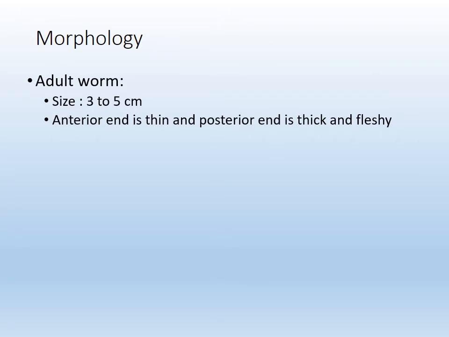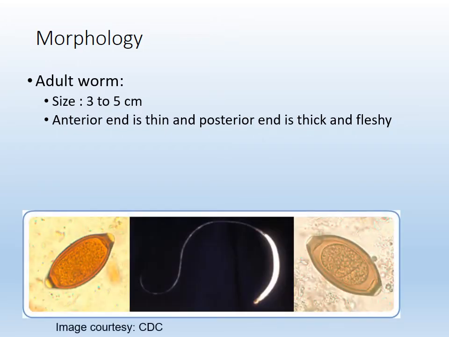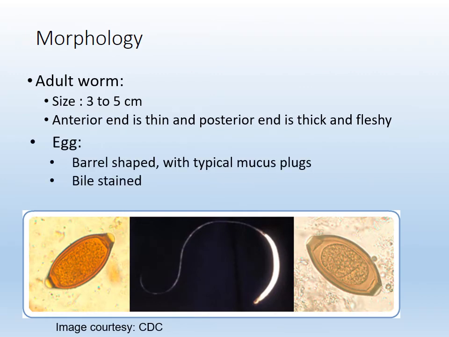If we see morphology, this adult worm, the size is around 3 to 5 cm, just like Ascaris lumbricoides, that is roundworm. The female is larger compared to the male. And there is a characteristic morphology. Let me show you how it looks. See, this is its anterior end. And this is the posterior end, that is the tail.